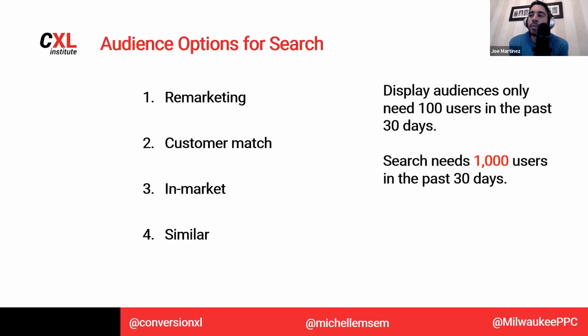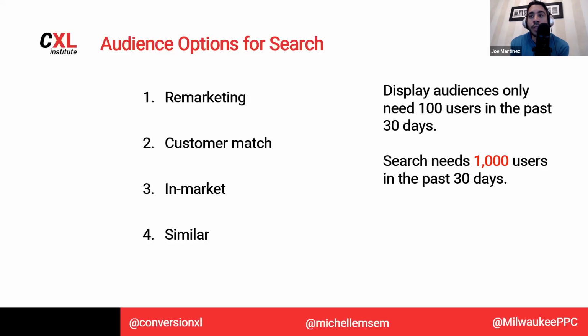Something to keep in mind with search. With display, we can use an audience and keep those cookies for 100 users in the past 30 days. With search, since you don't do any really creepy stuff on search, that cookie pool is a lot bigger. It's about 10 times bigger, 1,000 users within the past 30 days. I've seen a lot of people say, I'm going to add all these audiences to all my search campaigns, and then all of them have way too low search volume to even look at. So keep that in mind.